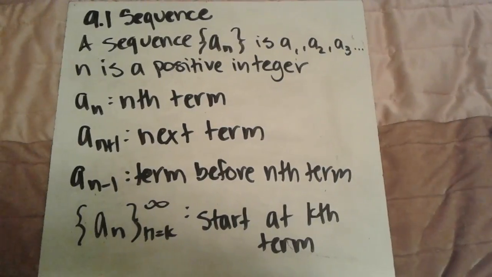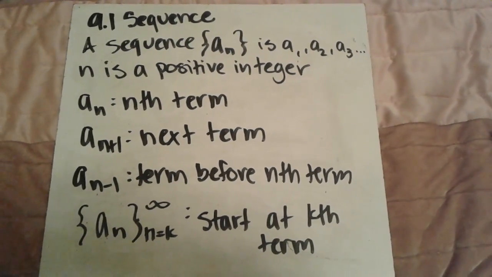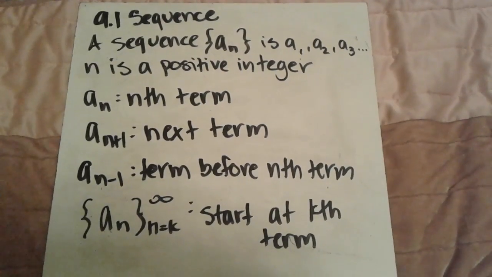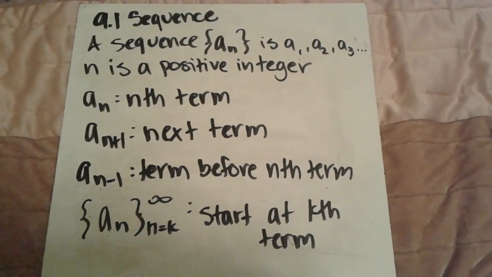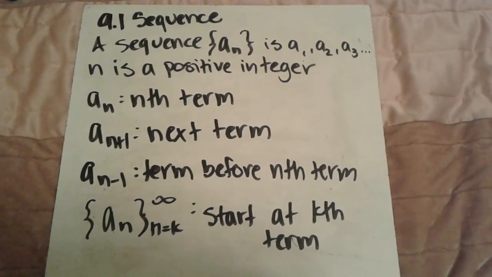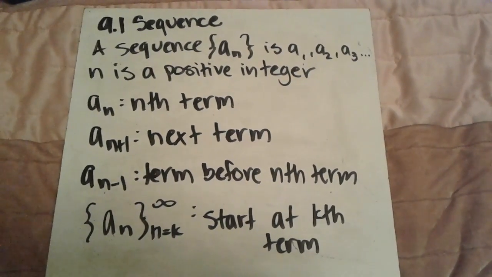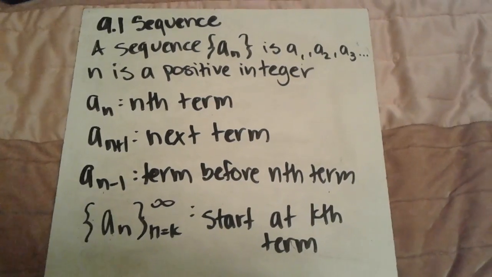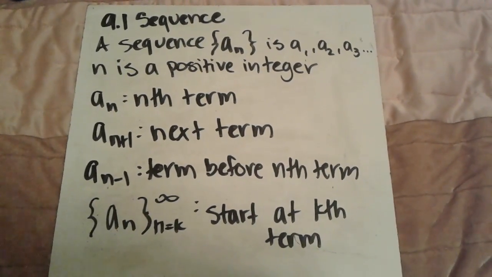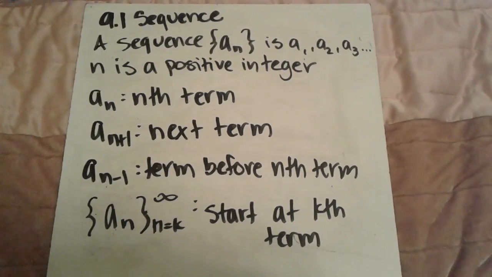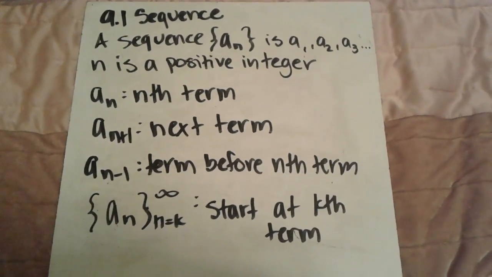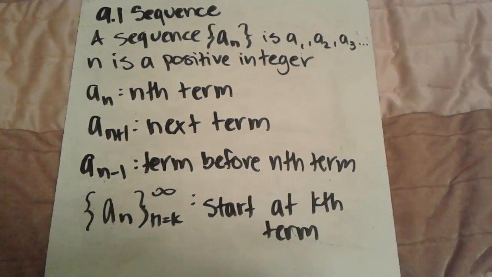Okay, so we are going to start with 9.1, which is sequence. A sequence, otherwise known as a of n, is a set of terms commonly set up as a1, a2, a3, where you're plugging in the 1, 2, or 3 as the n, and the n is a positive integer. A of n is known as the nth term.